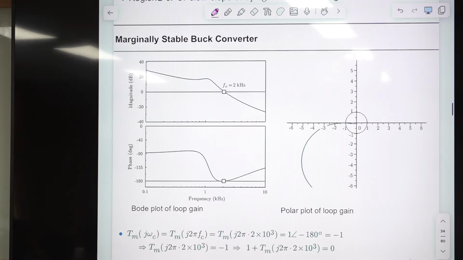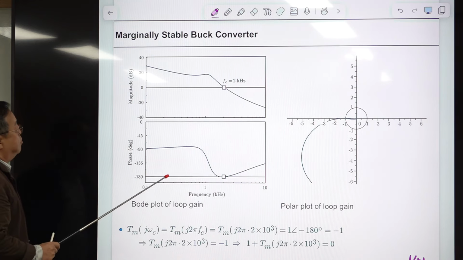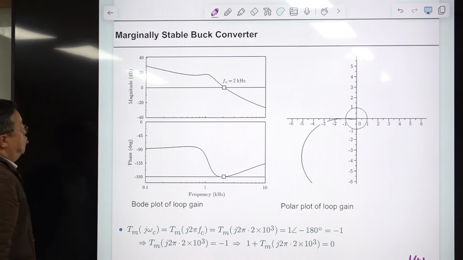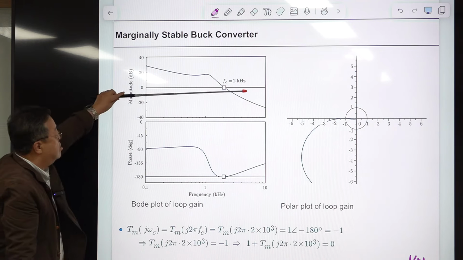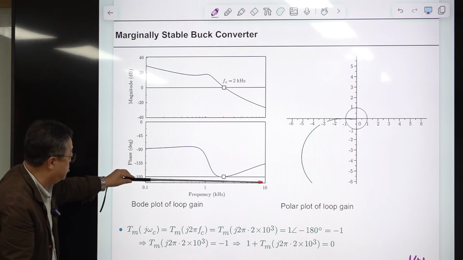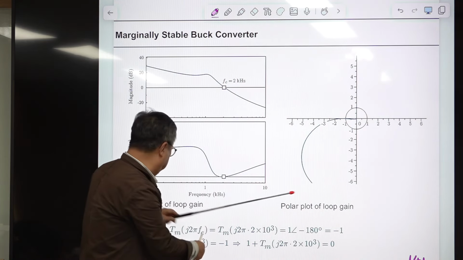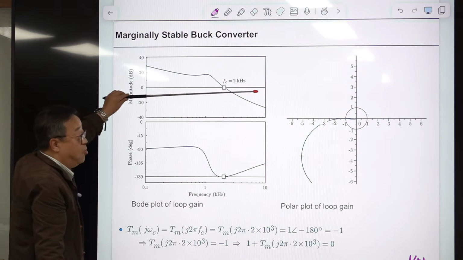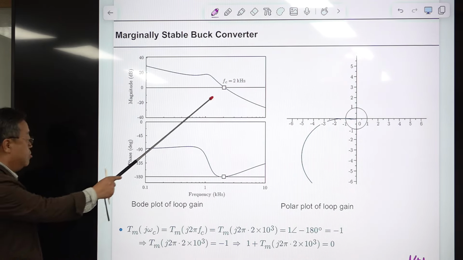All right, a marginally stable system. This is one example: the Bode plot of the loop gain of a badly designed PWM converter. You take a look at this. When the phase falls to 180 degrees, it passes the 0 dB line. That means there is a sustained oscillation going on, so the system is unstable.